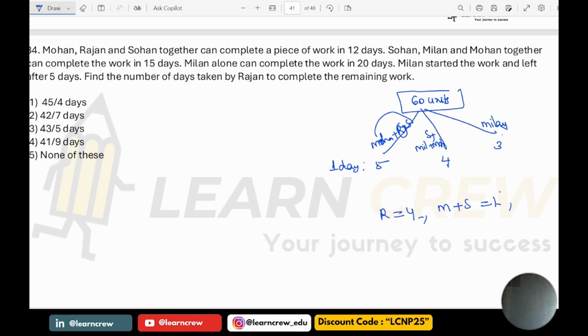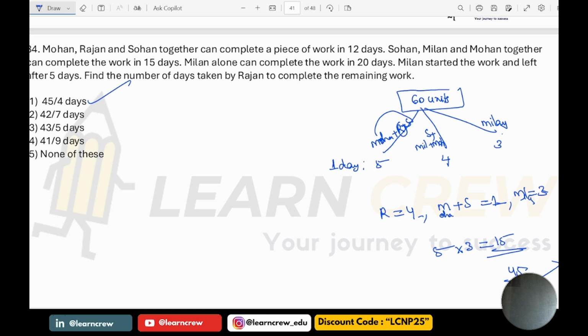Milan is doing 3. Milan started the work and left after 5 days. So 5 into 3, how much? 15 units is done. Find the number of days taken by Rajan to complete the remaining work. The remaining work is 45 units. Rajan's capacity is 4. So 45 by 4 is the answer.